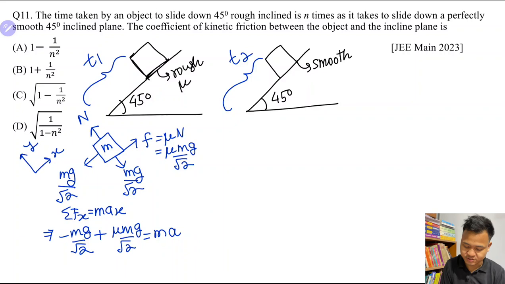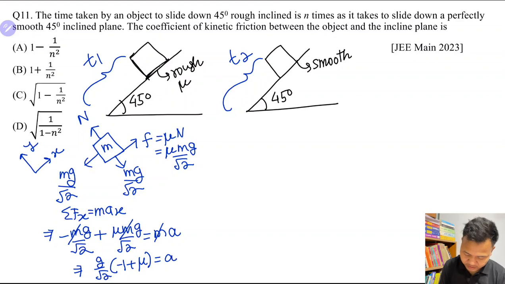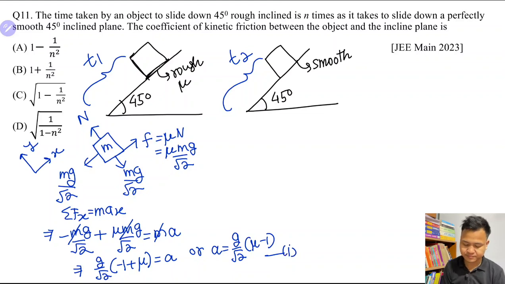I want to find out the acceleration. The mass m gets cancelled out. I can take g by root 2 common, so I have minus 1 plus mu equals a. Or a equals g by root 2 into mu minus 1. This is equation number 1.